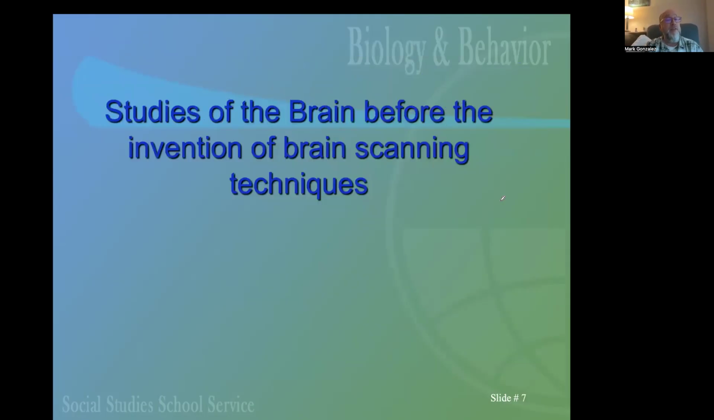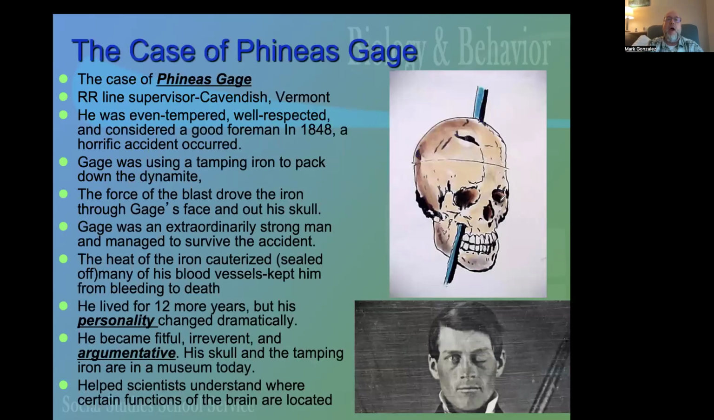Studies of the brain before the invention of brain scanning techniques. Today we can look at the brain a lot more closely and a little more accurately, but there were some things that came out even before phrenology, where they were looking at bumps on the head. There was a curious case back in the 1800s, I think the 1840s, up in Cavendish, Vermont. There was a gentleman, his name was Phineas Gage, and he was a railroad line supervisor.